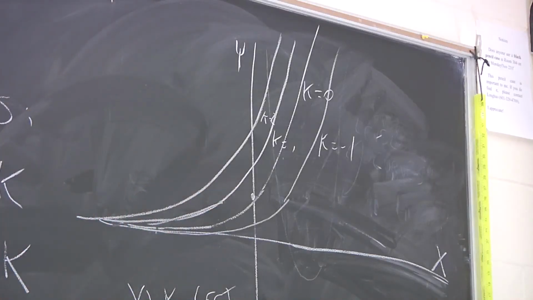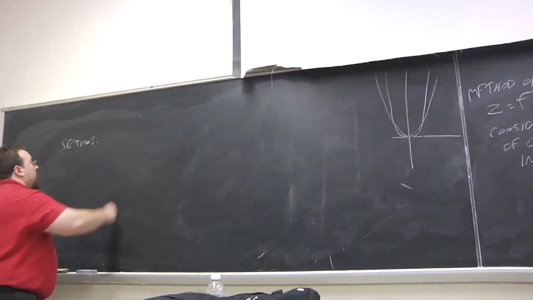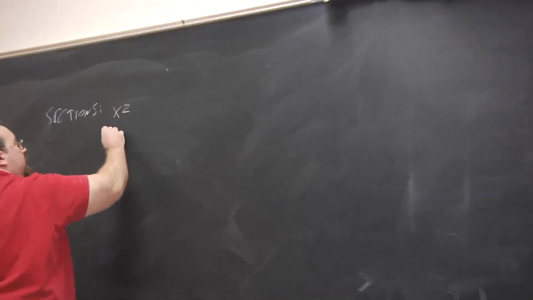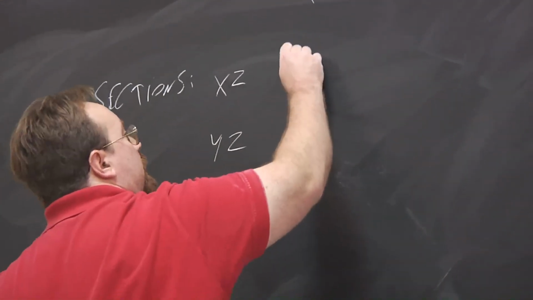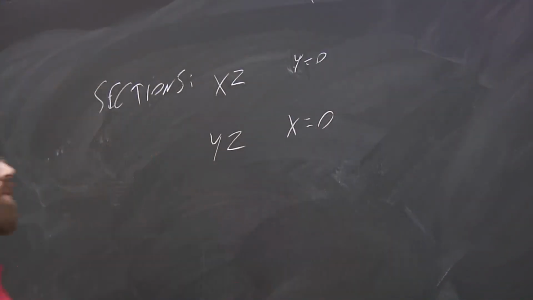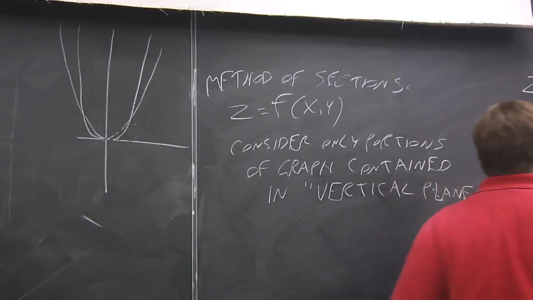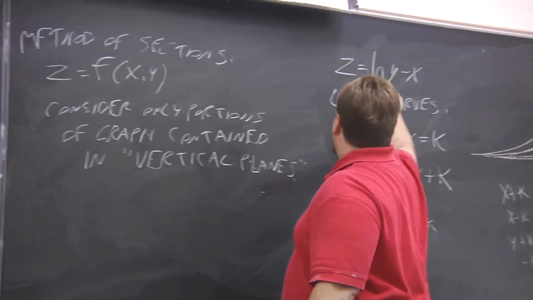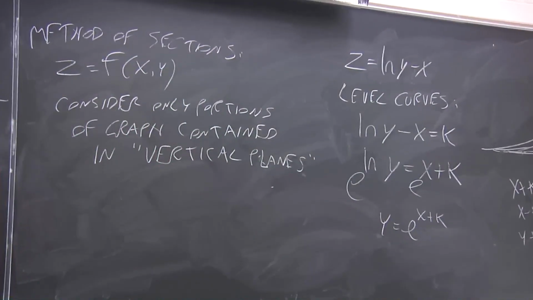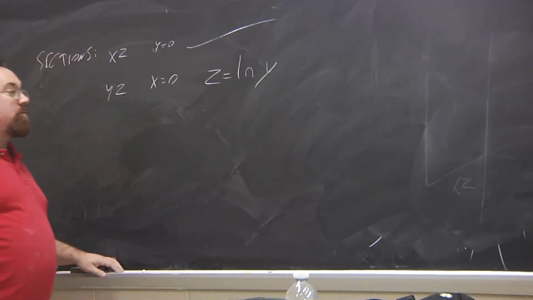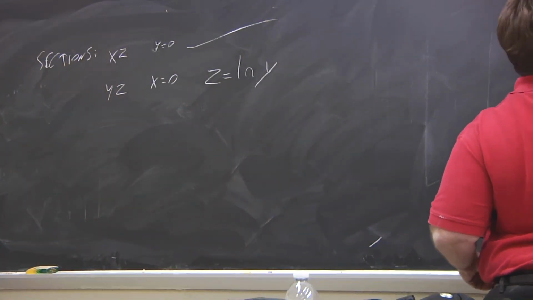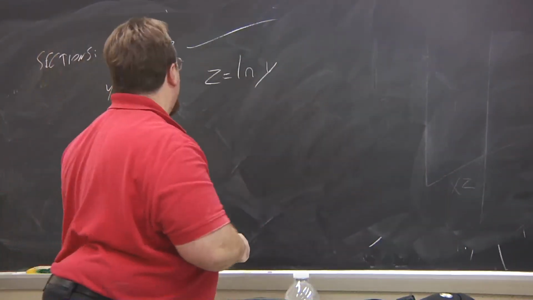But let's take a look at sections as well. For the xz plane and yz plane, that's y equals 0 and x equals 0. What happens when we try the xz plane? Plug in y equals 0. What sort of curve do we get? We plug in y equals 0 over here, and it does not exist. Why? Right, or we can even go back to the original formula. Natural log is undefined when y is equal to 0, so nothing. And then, when x is equal to 0, z is equal to natural log of y. So we have a function whose graph never touches the xz plane.